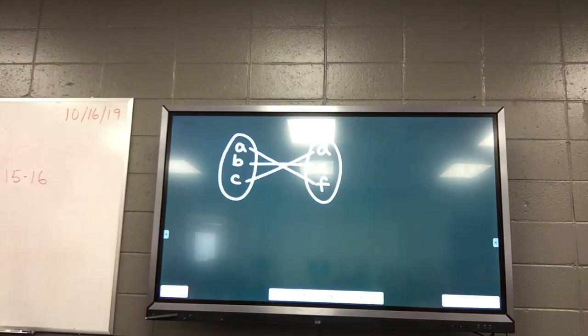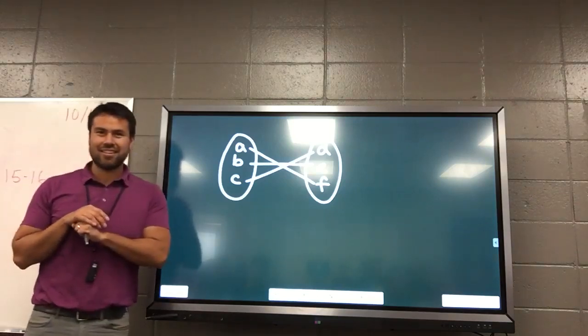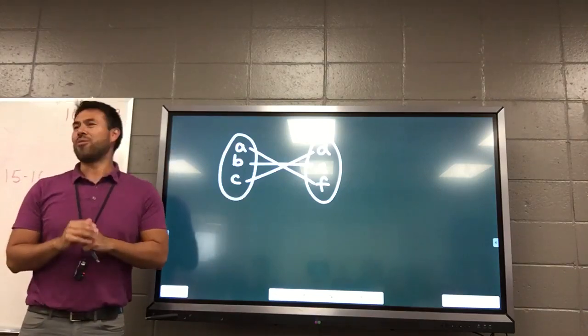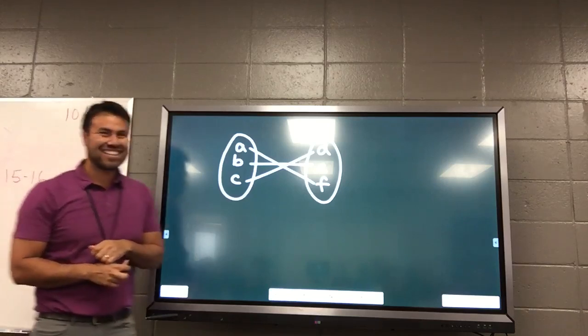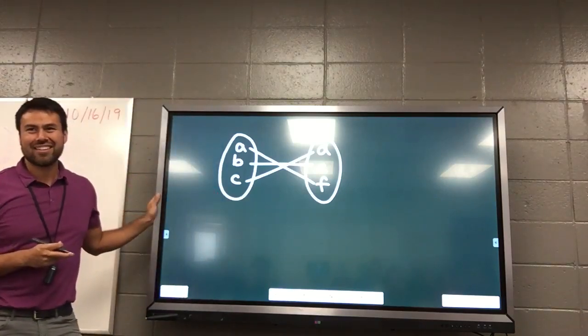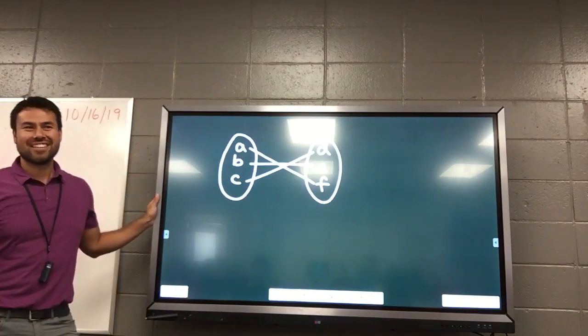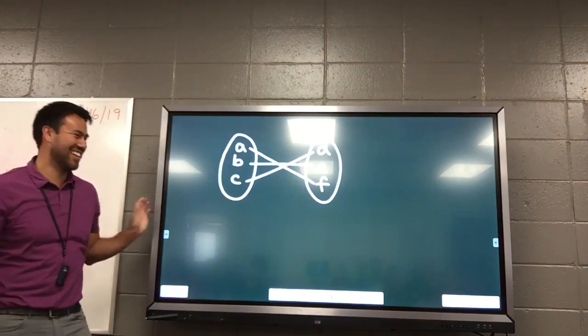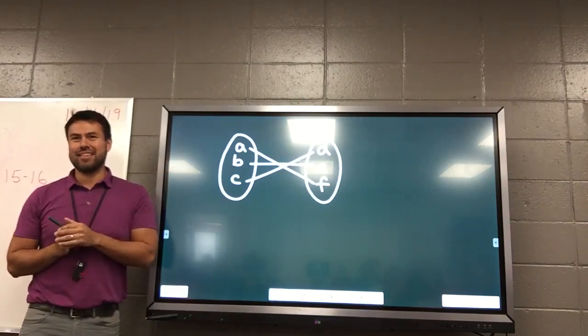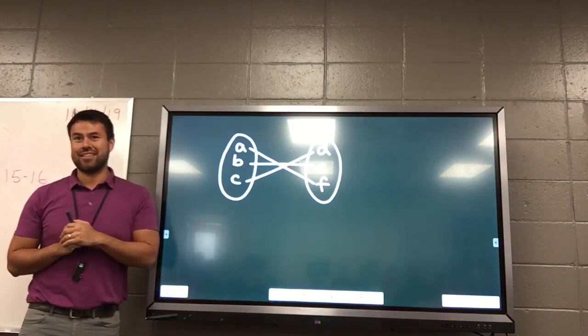Anna Grace, is it a function? Yes. Yes or yes? Yes. Nelson says yes, sir. Why? Is this a function? Now it is, yes, because it has lines connecting ordered pairs.